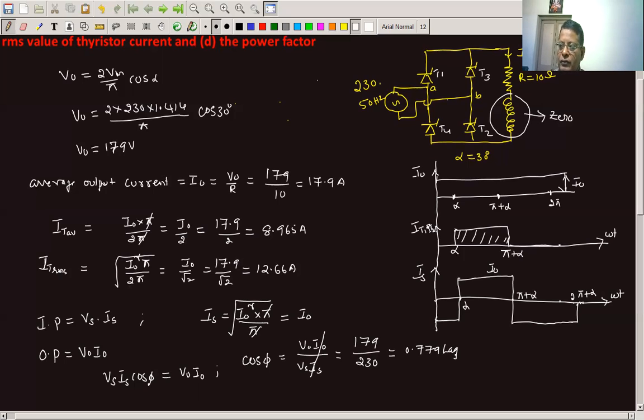Now we are going to see the second problem.